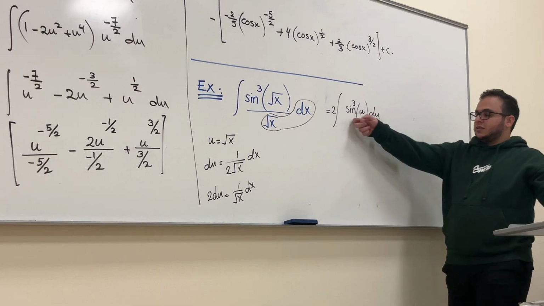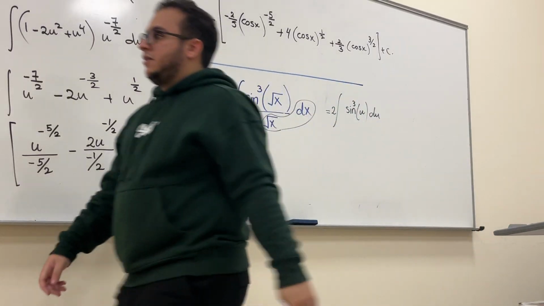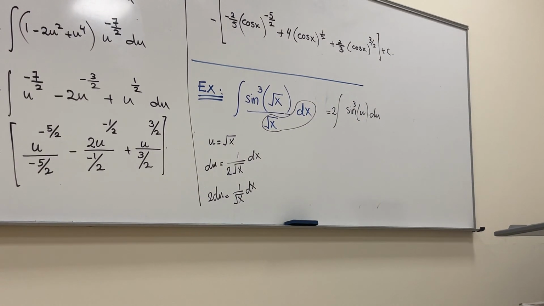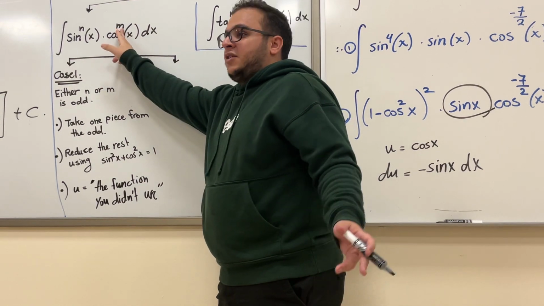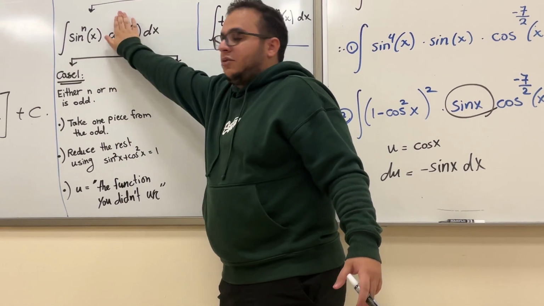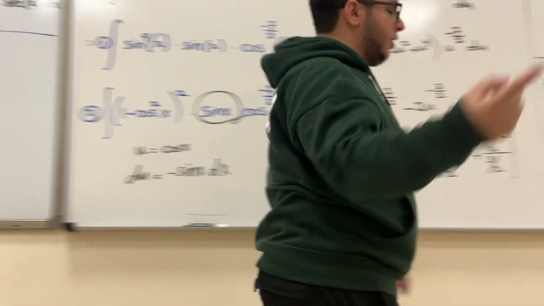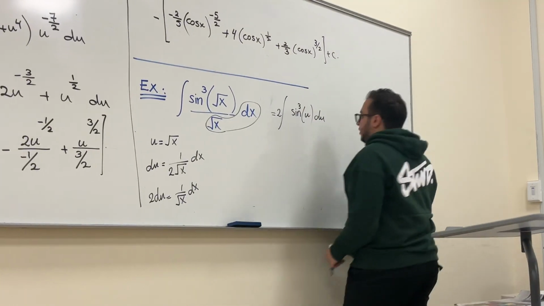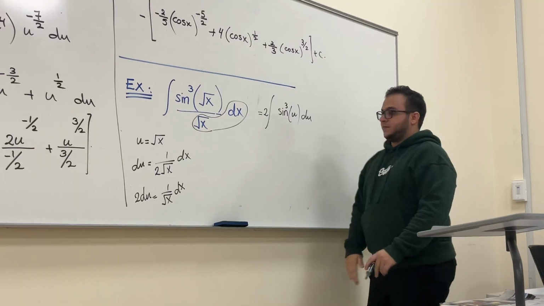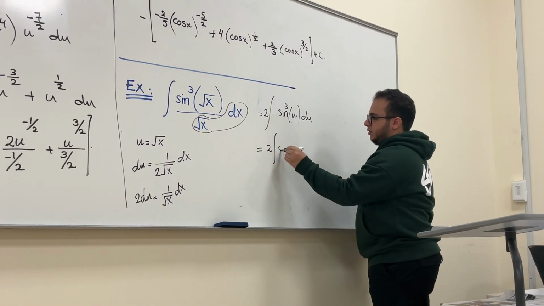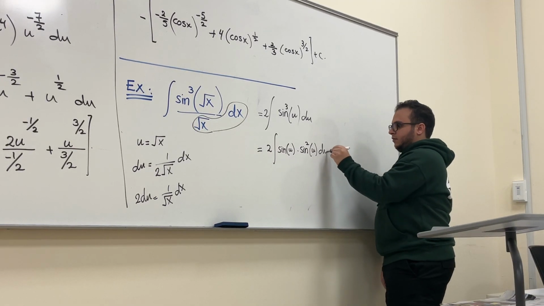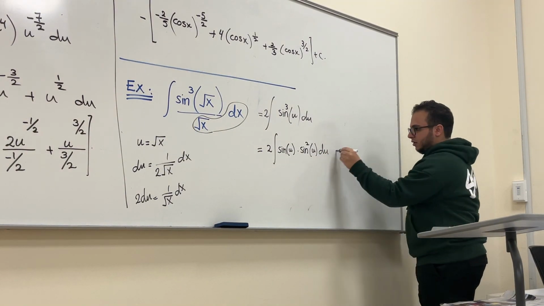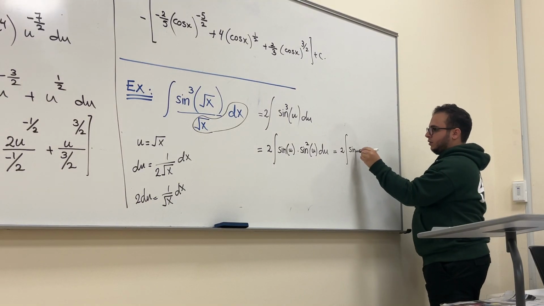Now, which case is this? The odd case. Do I have to have a cosine? No, the power is 0, right? I told you, if one of them is odd, the other one could be anything. In this case, this is power 0, which is 1, so it's fine. As long as you have one odd, that's completely fine. We're going to apply the same exact procedure. Take one piece of the odd, and reduce the rest of that odd using the trigonometric rules.